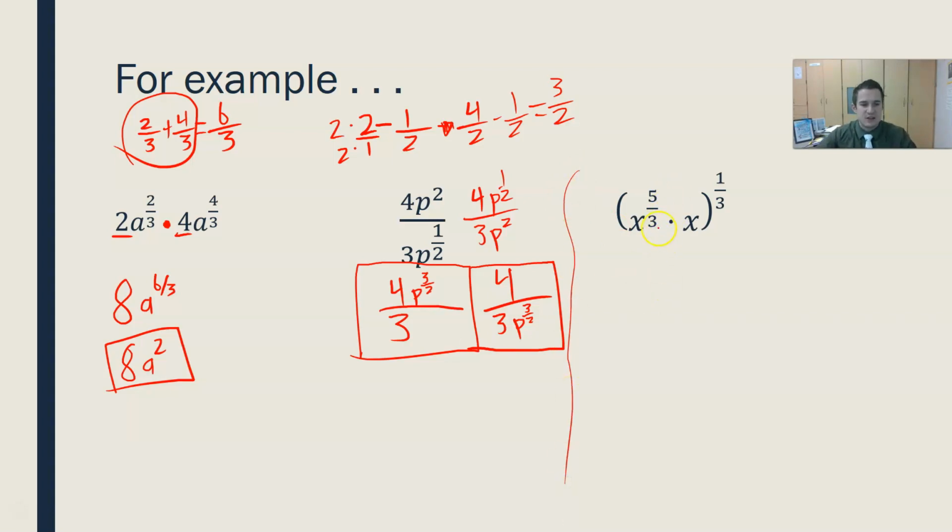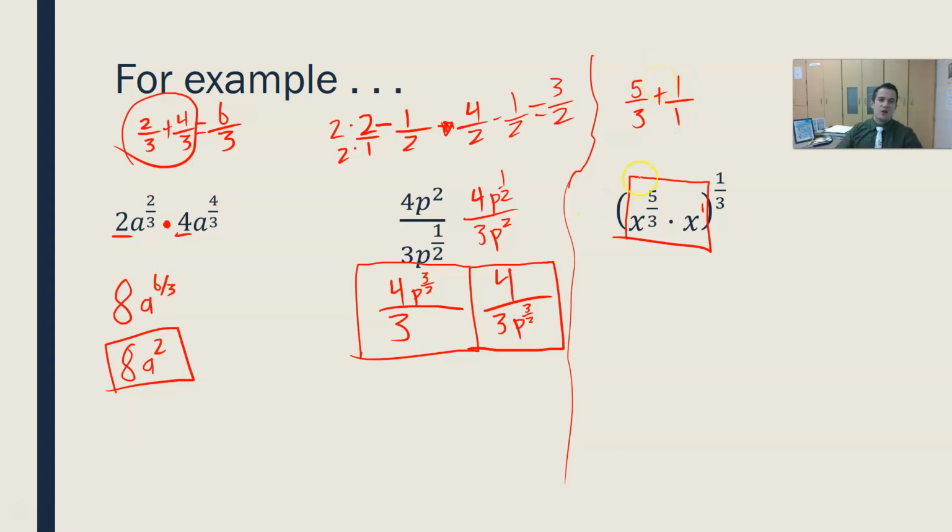Lastly, here, let's take a look at this. x to the 5/3 times x, in parentheses, to the 1/3 power. Well, first, right here inside the parentheses, I am multiplying. So x to the 5/3 times x to the 1, this is just 1x. When I'm multiplying my exponents, I need to add them. 5/3 plus 1, or 1 over 1.